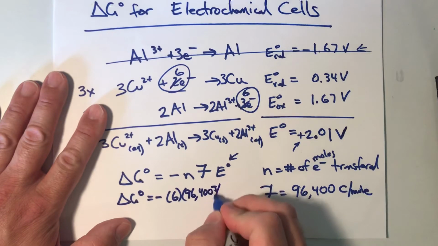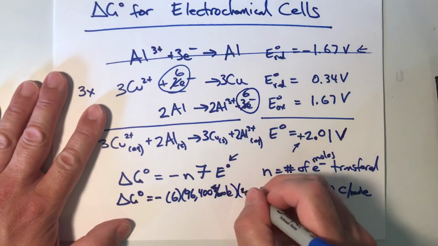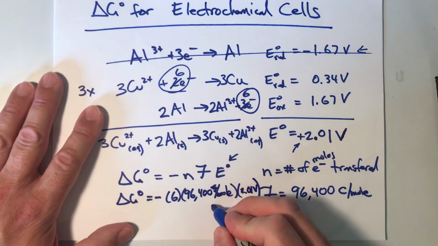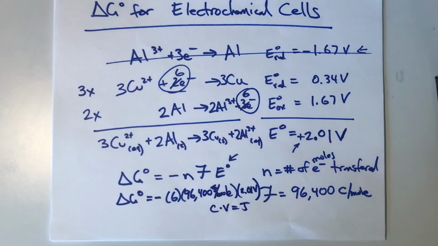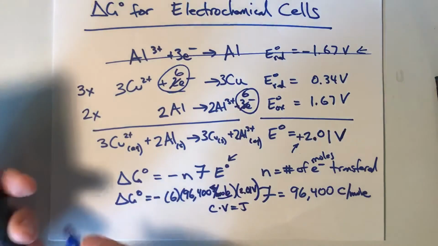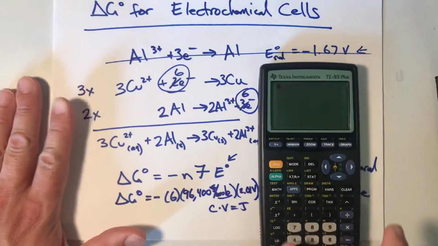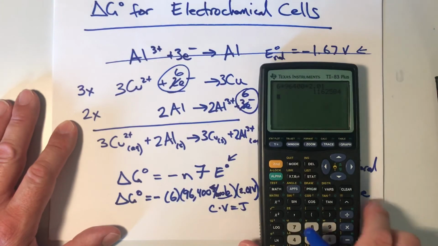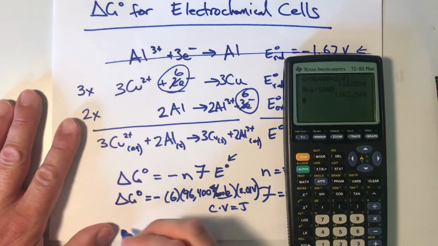96,400 coulombs per mole times the voltage, which is the 2.01 volts that we calculated a moment ago. It turns out that coulombs times volts results in the unit joules. So the number we get is going to be in joules per mole, which you have to watch out for because we're used to dealing with delta G naught in kilojoules per mole, but this answer comes out in joules per mole. So we do 6 times 96,400 times 2.01, and that gives us a rather large number, which I'm going to divide by 1,000 to express in kilojoules per mole.